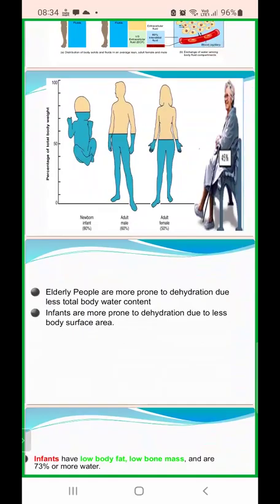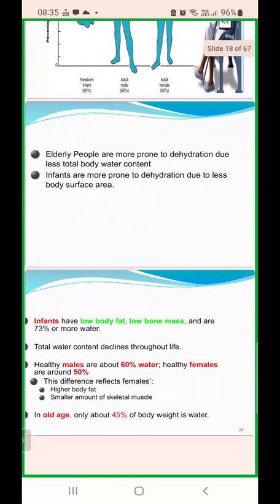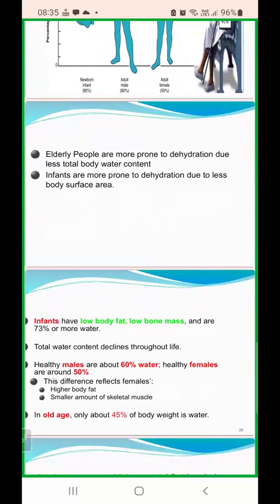In a newborn, 80% is the total body water, and in the adult male, 60% of the total body weight. In an adult female, 50%, and in old age, 45%. So gradually, when the age is advancing, the total body water content is deteriorating. So elderly people are more prone to dehydration due to less total body water content as compared to young age people, and infants are more prone to dehydration due to high body surface.